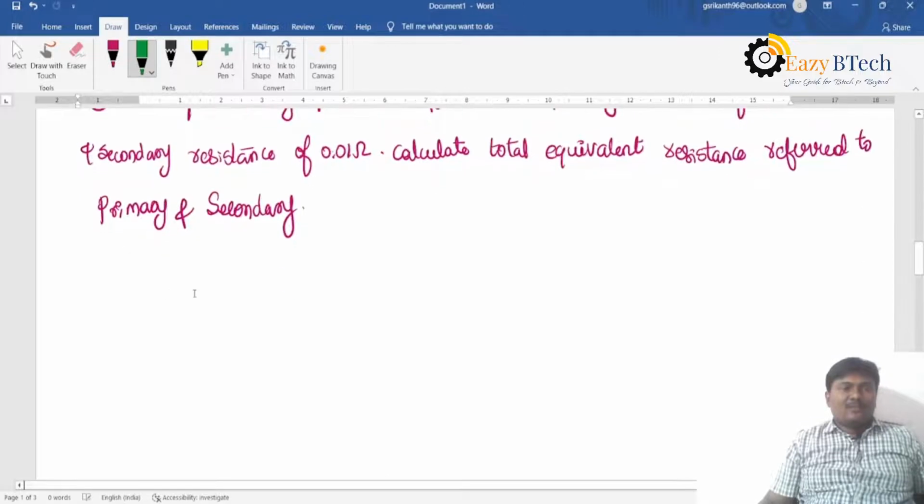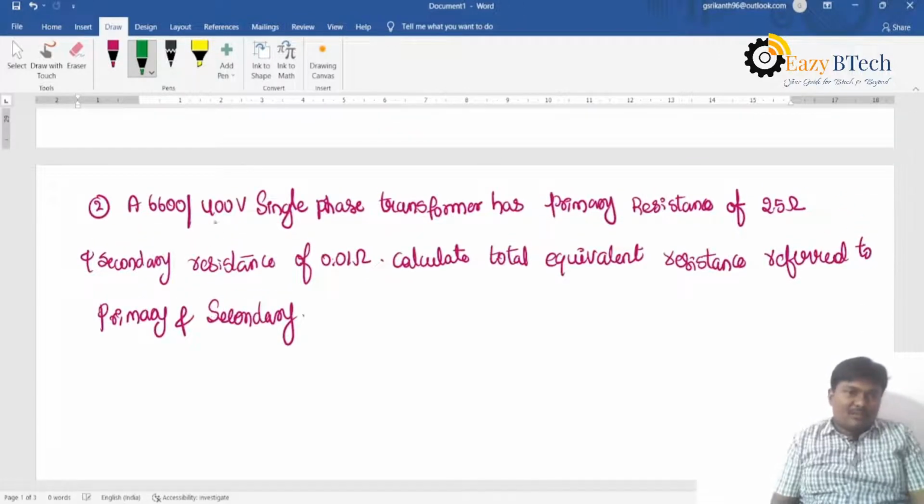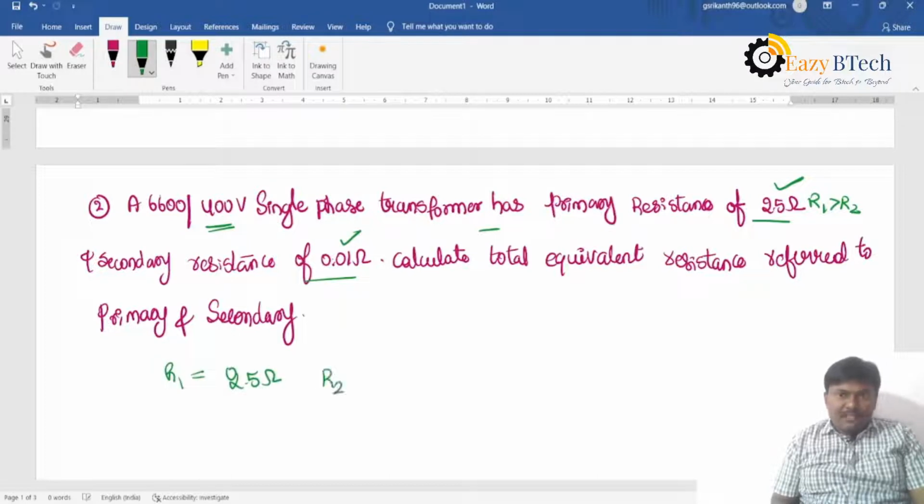Coming to the next problem: a 6600 by 400 volt single phase transformer has a primary resistance of 2.5 ohms and secondary resistance of 0.01 ohms. See, it's very simple. On the primary side, you should observe the resistance R1 is greater than R2. R1 is equal to 2.5 ohms and R2 is equal to 0.01 ohms.